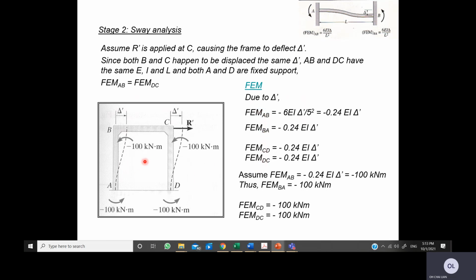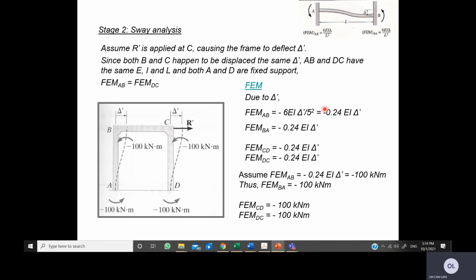There are only 2 members that are subjected to deflection. Be careful, member BC does not have any deflection. It will be negative because it acts counterclockwise to push this deflected shape back into the original position. So there will be all negative 6EI delta prime over 5 squared, because these 2 members have the same deflection delta prime and the same length, 5 meter.